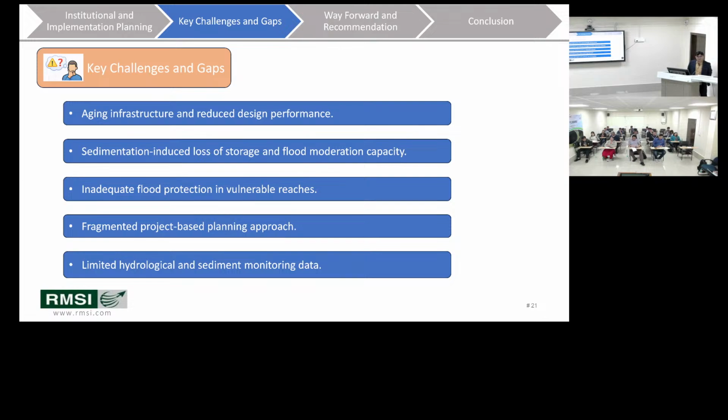So what type of buffer you should consider is already there in the design document provided by the Central Water Commission. Then sediment induced loss of storage, flood moderation capacity, inadequate flood protection and vulnerable reaches, fragmented project based planning approach.